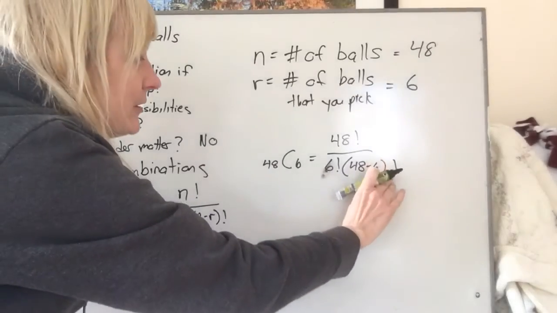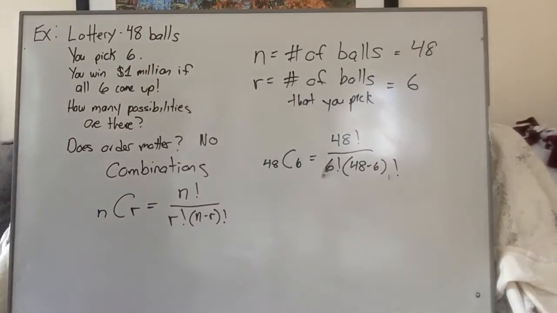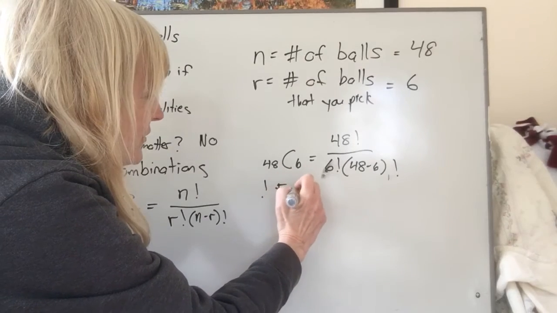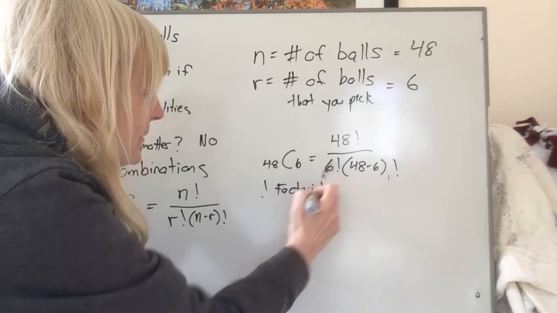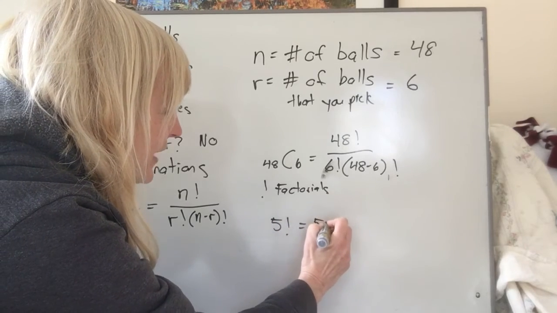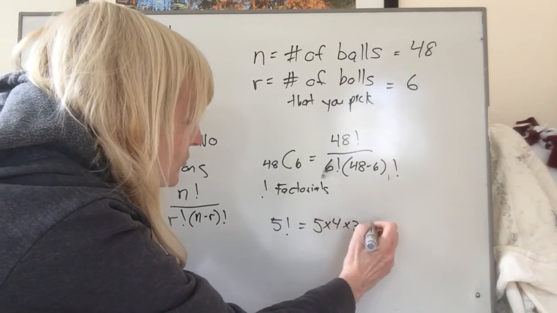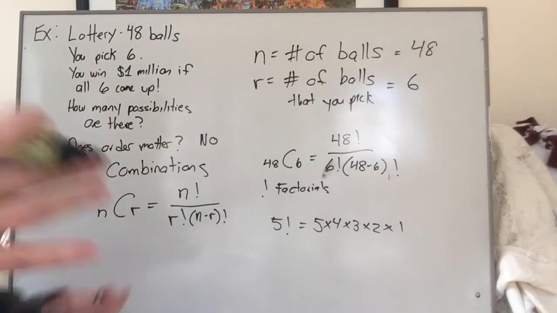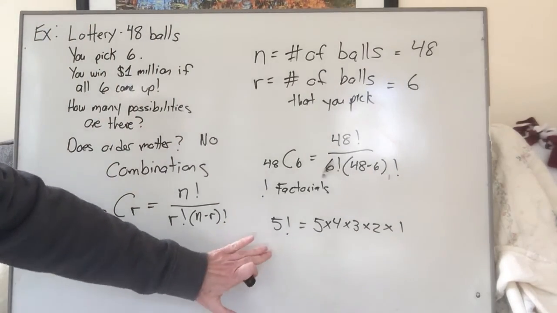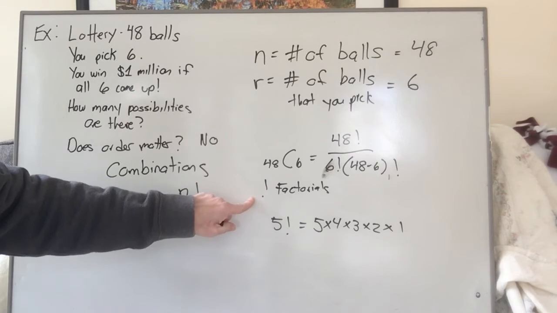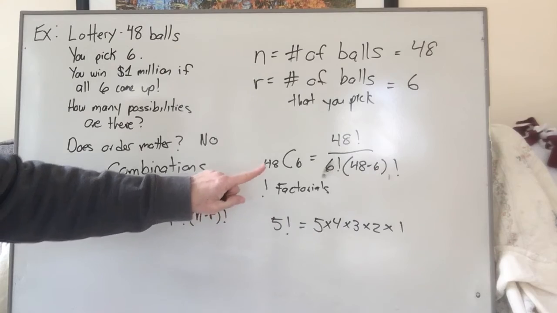And then you might be wondering, well, what the heck are those exclamation points? Those are called factorials. Do you guys remember seeing that in high school maybe? So for instance, 5 factorial is equal to 5 times 4 times 3 times 2 times 1. 6 factorial would be 6 times 5 times 4 times 3 times 2 times 1. So that's all that means. You can find that on your calculators. When you're doing these problems, you can whip out your calculators.